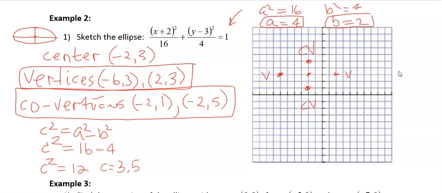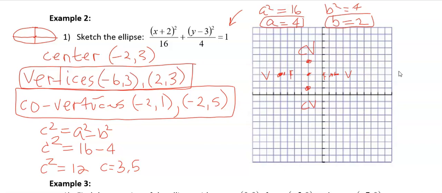So from my center, I go 3.5 blocks to the left. Ooh, now that's really close to the vertex. In fact, using this stylus, you might not be able to see it very well, but it's about right there. I'm going to put a little letter F beside that focus. And 3.5 blocks to the right, it's only half a block away from the vertex. But you know what? That stuff happens. There you go. But at least it's inside.